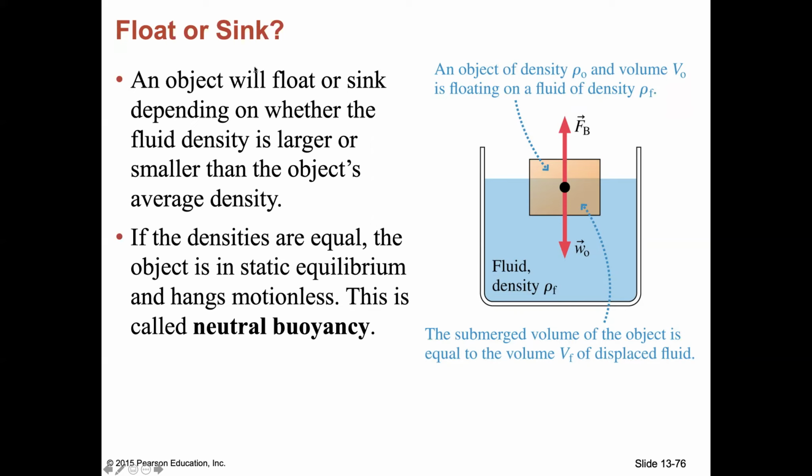Float or sink. An object will float or sink depending on whether the fluid density is larger or smaller than the object's average density. If the densities are equal, the object is in static equilibrium and hence motionless. This is called neutral buoyancy. Of course, if the density of the object is higher than the fluid, it will sink. If the density of the object is lighter than the fluid, it will float.